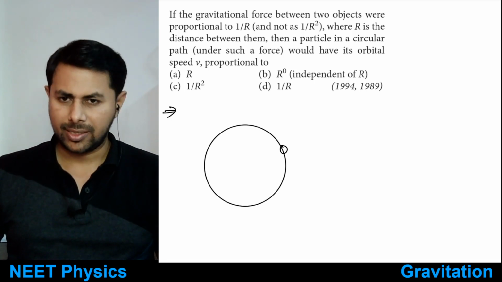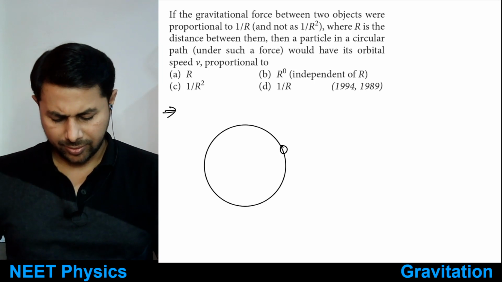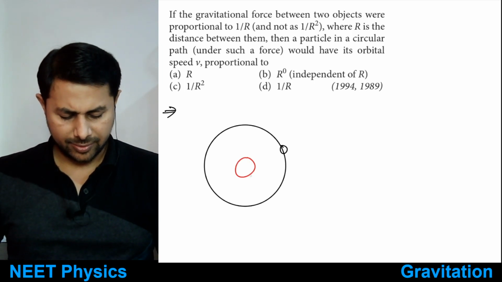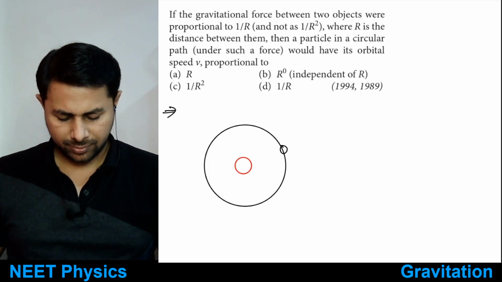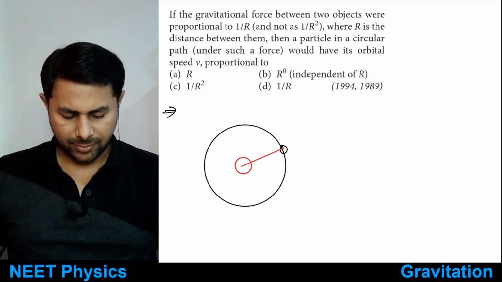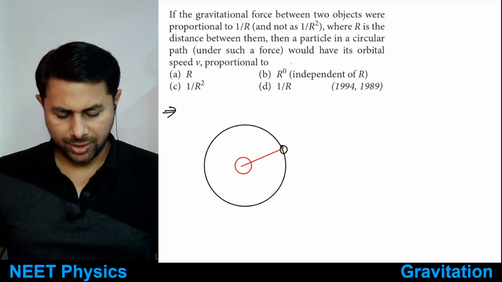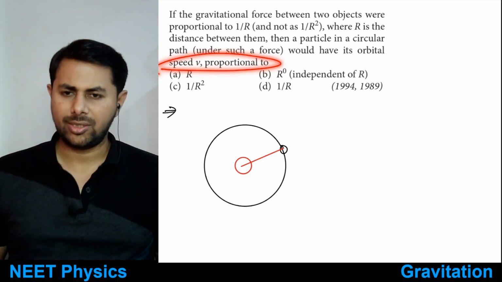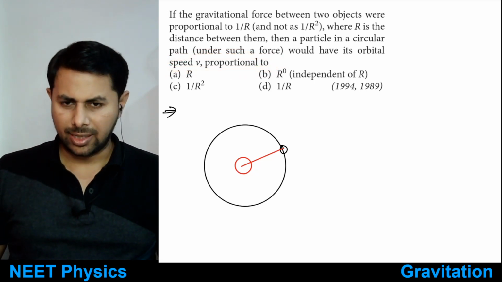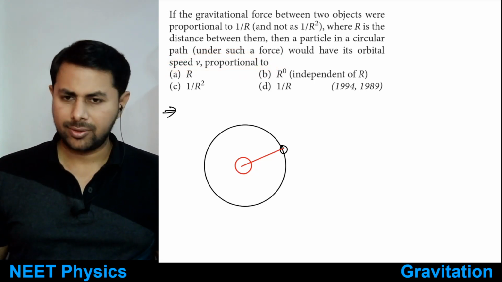So suppose this is a planet revolving around sun. Okay, so that's a planet, this is sun. Okay, the question is orbital speed v is proportional to. Option B, r raised to 0. Okay, very good.